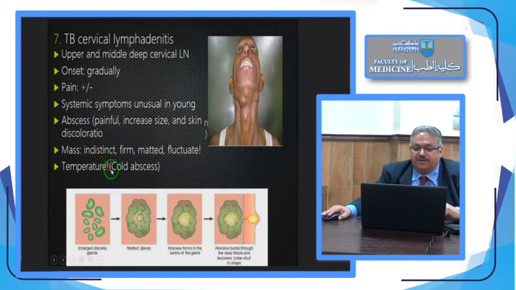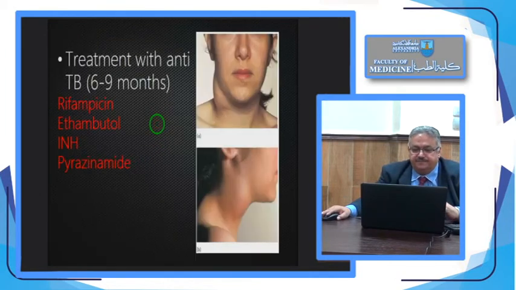The masses are indistinct, firm, matted, and fluctuant due to caseous degeneration, right? It's a cold abscess, so there are no hot lesions here. It only becomes hot if it is secondarily infected. Treatment is with the famous anti-tuberculous regimens for 6 to 9 months.